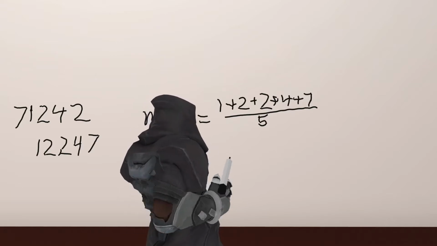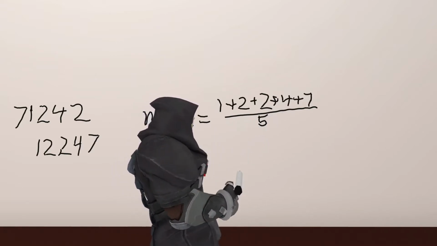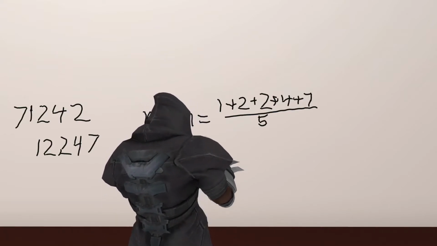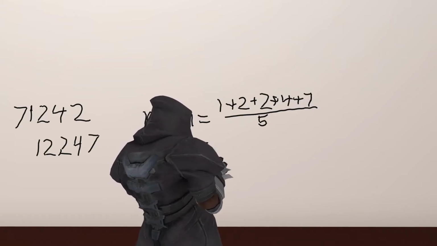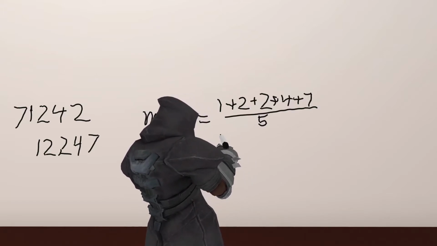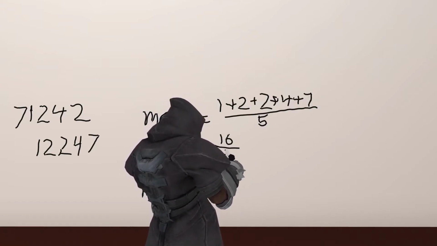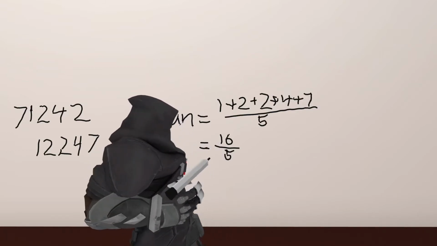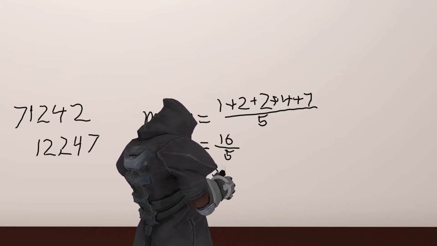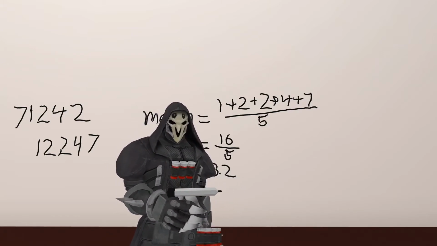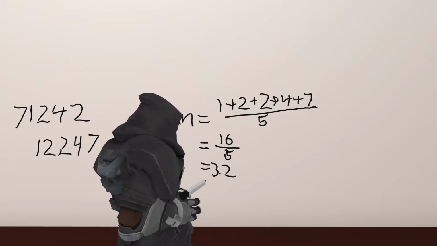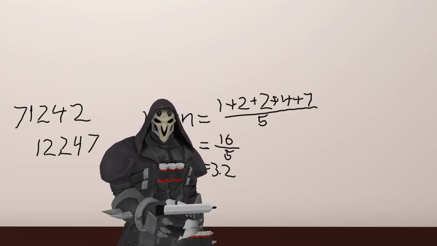So now let's quickly work it out. So 1 plus 2 plus 2 plus 4 plus 7. You can do it in your head. Awesome. If you need a calculator, use that. But this is equal to 3, 5, 9, 16. So 16 divided by 5. Now 16 divided by 5 is just 3.2. Again, you're welcome to use a calculator for this. Division is tricky. So 3.2 is the mean of our numbers.